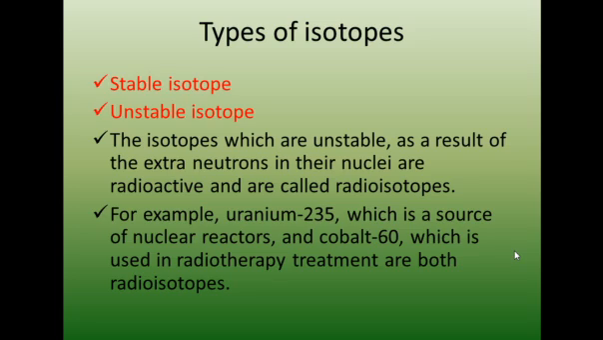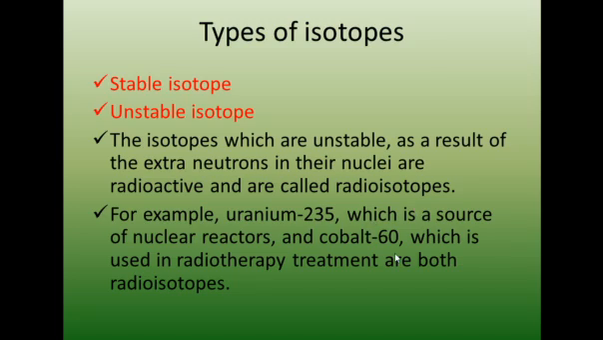Unstable isotope means it has more neutrons in its nucleus. If the nucleus has a maximum amount of neutrons, it cannot remain stable for long. It becomes a radioactive element, so those isotopes are called radioisotopes. So the isotopes which are unstable as a result of the extra neutrons in the nuclei are radioactive and are called radioisotopes. It may be an important 2 mark question. Examples for radioisotopes are uranium 235 and cobalt 60.